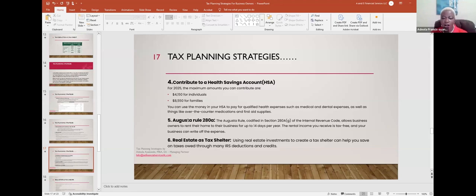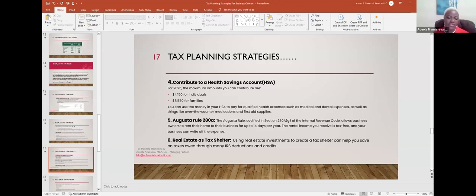And basically, the Augusta rule means that, how do I explain it? You actually bill your company for using your home as an office, all right? And you do not have to report that rental income that you received, but you can write it off as a business expense.